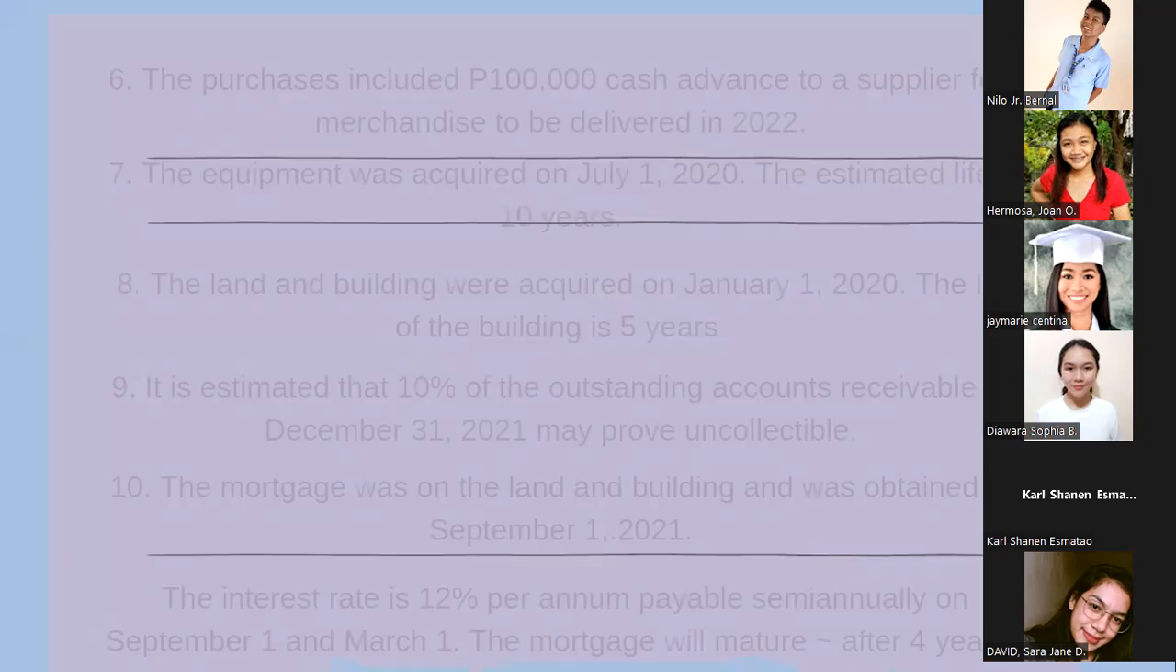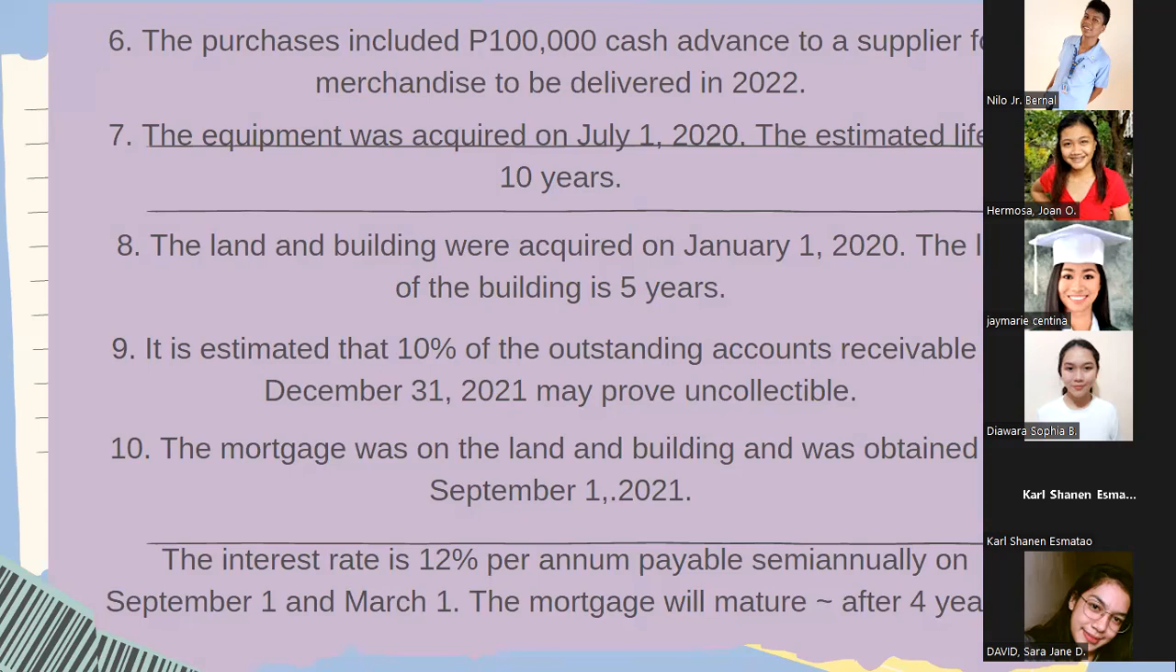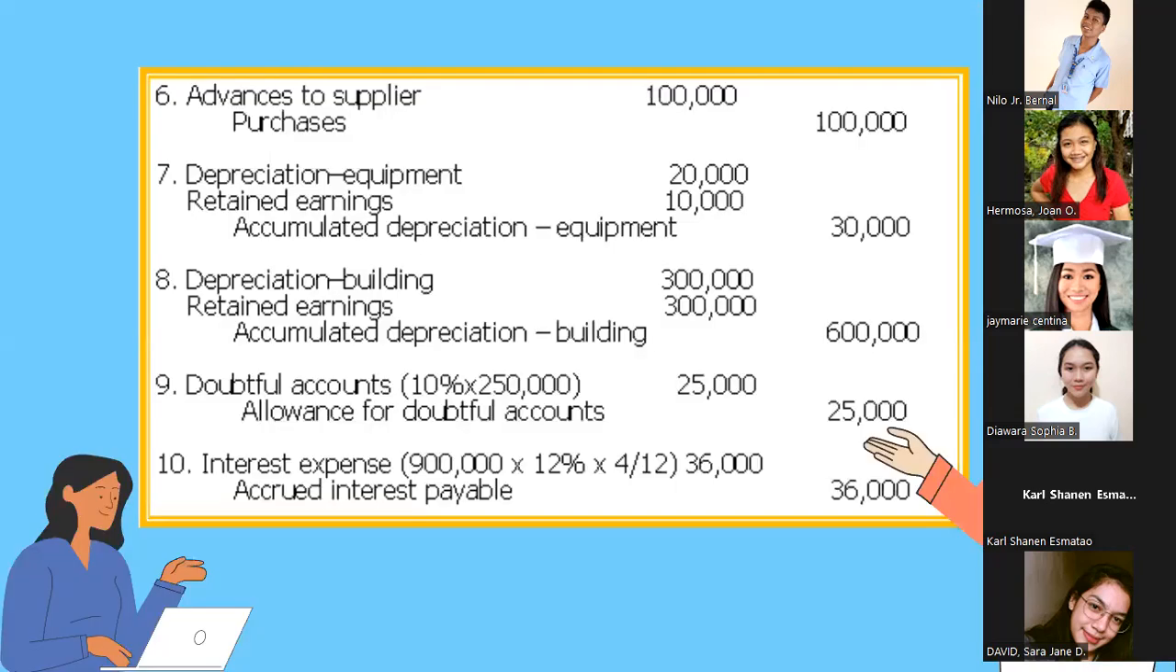Number 9, it is estimated that 10% of the outstanding accounts receivable on December 31, 2021 may prove uncollectible. Next. So given in our entry number 1, accounts receivable, December 31, 2021, we have 250,000. So we need to multiply the 250,000 by 10% to arrive at our doubtful accounts of 25,000 debit and credit to allowance for doubtful accounts, 25,000.